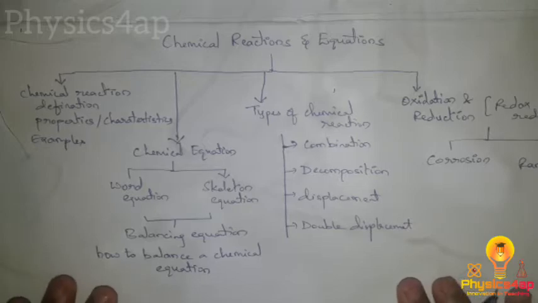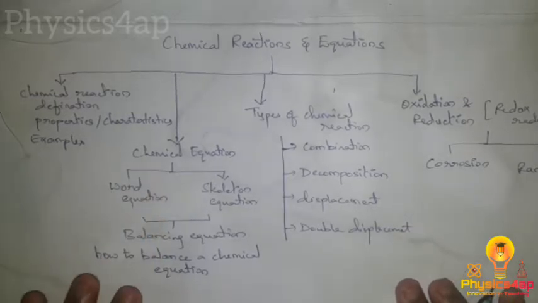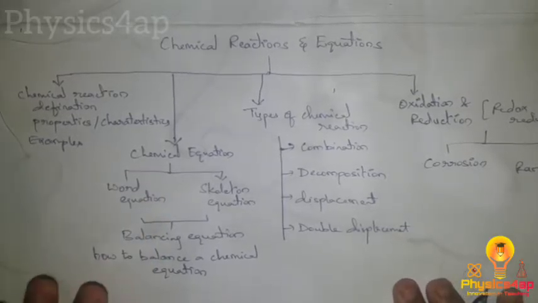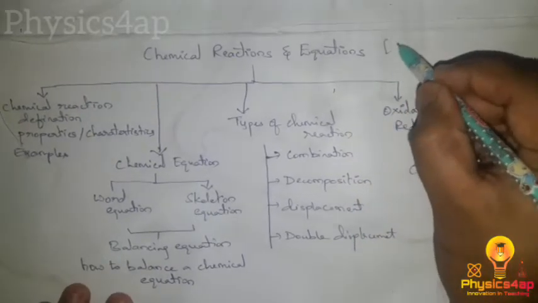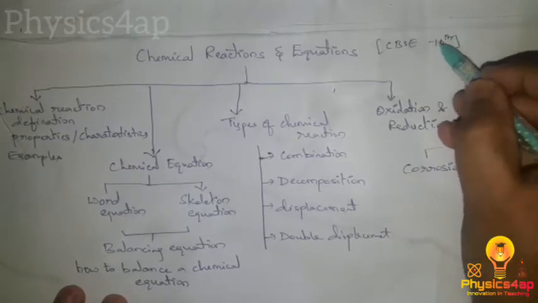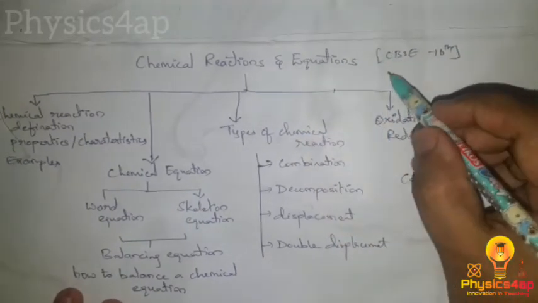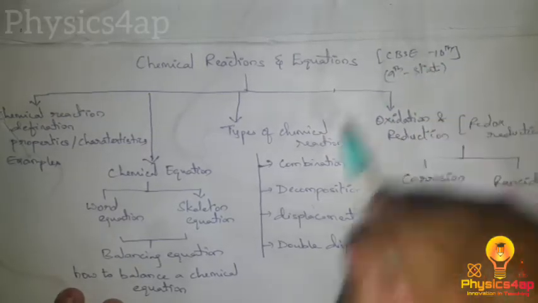Today we are going to discuss another new topic: chemical reactions and their equations. For the state syllabus, this chapter was eliminated last year. The state syllabus doesn't have chemical reactions and equations anymore, but CBSE does. For CBSE it is in 10th grade, and in the state syllabus it was in 9th grade.